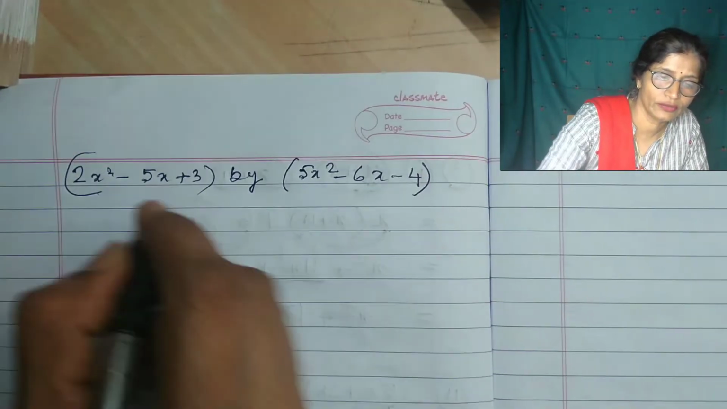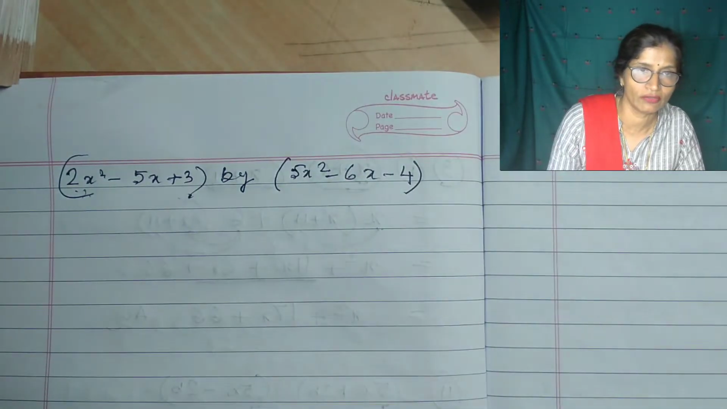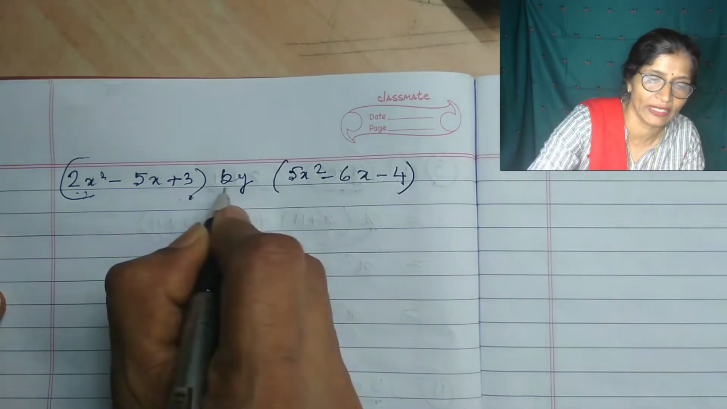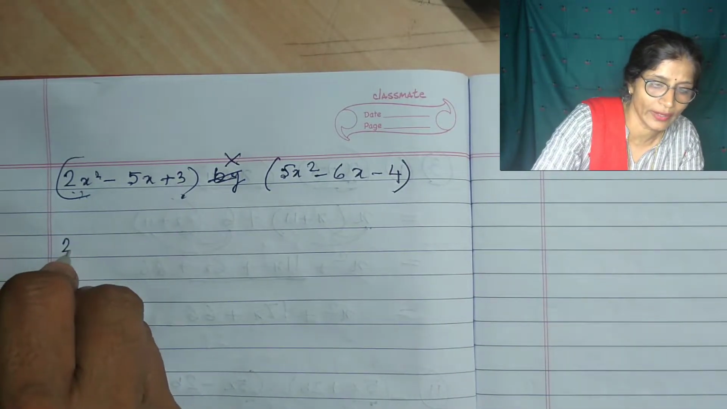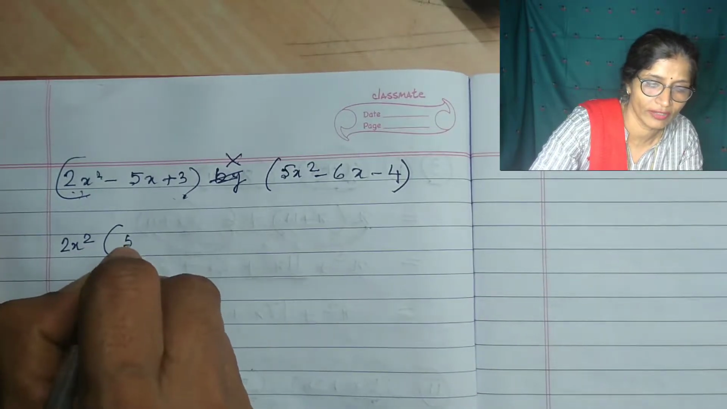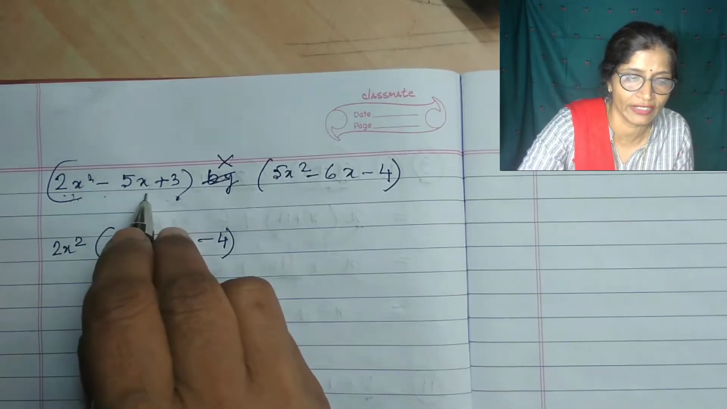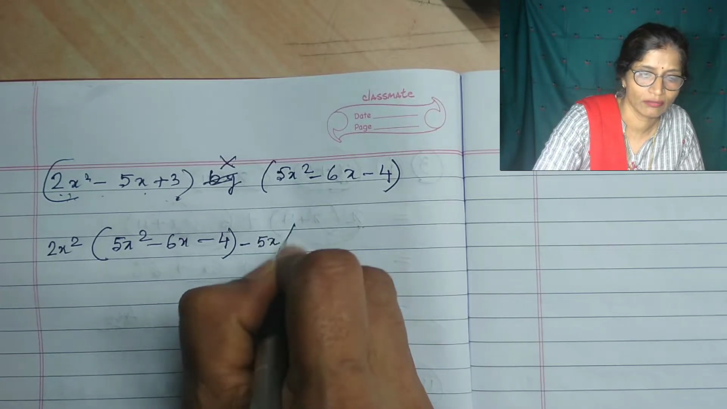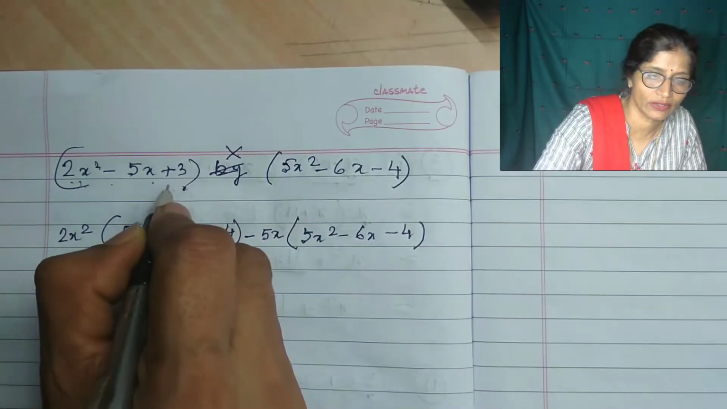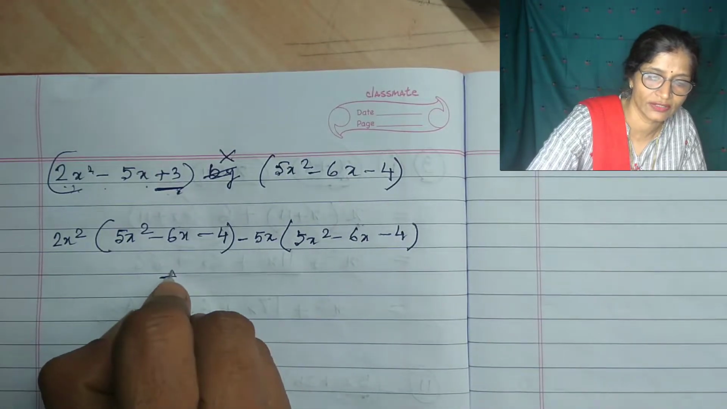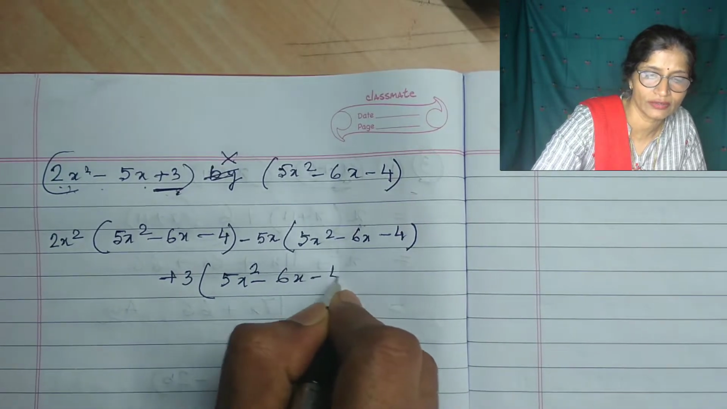Okay, so what you will do here, each term of this polynomial will multiply by each term of this polynomial. So that means you will replace it by a multiplication sign. Okay, I'm not writing it. So this is 2x square, this whole term, 5x square minus 6x minus 4. Okay, next is this minus 5x. So I'll write minus 5x multiplied by 5x square minus 6x minus 4. Next is what? Plus 3. So write here plus 3 into this whole, 5x square minus 6x minus 4. Okay.